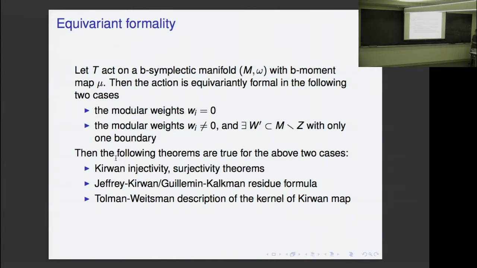And so I just explained some ideas of how to make this work. So the exact expression will be literally word by word in the T action with B moment map, then the action is equivariantly formal. Well, you're considering the modular weights non-zero. Right, but these are all the possibilities. So you're saying everything is equivariantly formal.